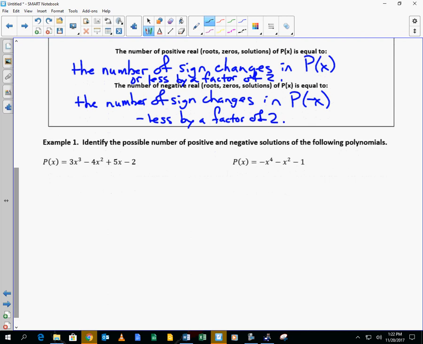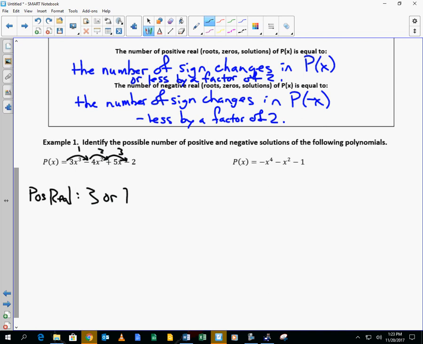So look at P of x. Do I start out with a positive or a negative? Positive. Does it switch? Yeah. Does it switch again? Yep. Does it switch again? So it switches 3 times. So therefore, the number of positive real solutions is going to be 3, or less by a factor of 2. So we subtract 2, or 4, or 6, or 8, until we get to a number low enough so we get down to 1 or 0. I go from positive to negative, so this is a switch there. That's my first one. This is my second switch, and this is my third switch in signs.